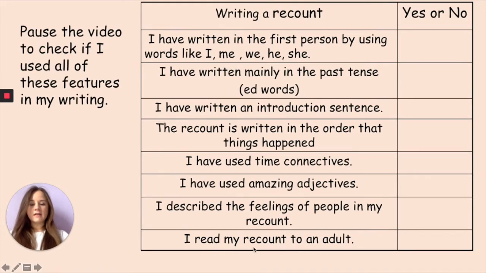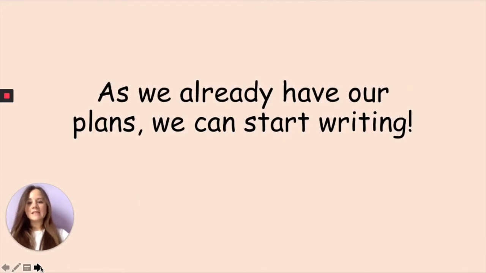And I read the recount to an adult. So I read it to my brother to check that I haven't got any mistakes. Now you can read it to your adult at home, or if you're at school, you could try reading it to your friend or read it to Miss Thurlow. And as we have already written our plans, we can start writing now.